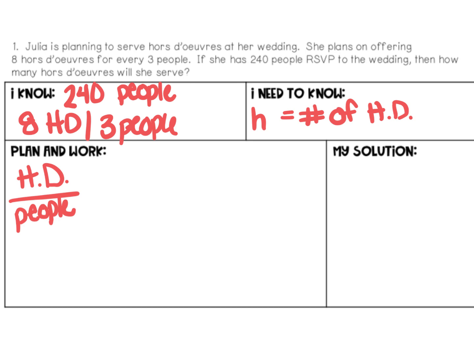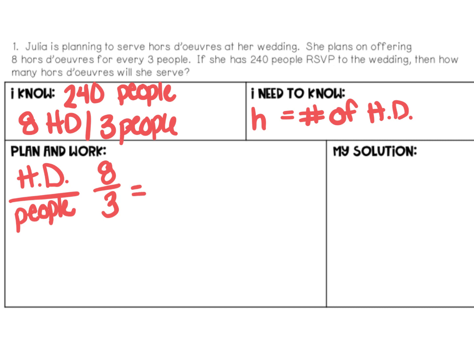All right, so what is the first hors d'oeuvre to people ratio? What's the given how many hors d'oeuvres for how many people ratio in the problem? Look back at what we know. What's the given hors d'oeuvre to people ratio? Evelyn. 8 hors d'oeuvres to 3. Good. So the first part of my proportion is 8 to 3. 8 hors d'oeuvres for 3 people.